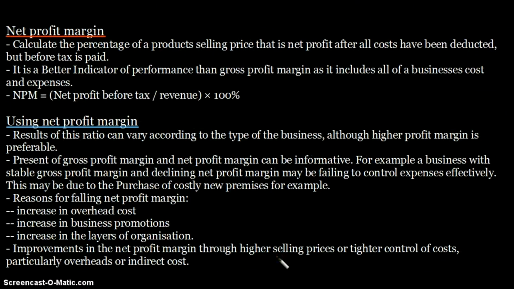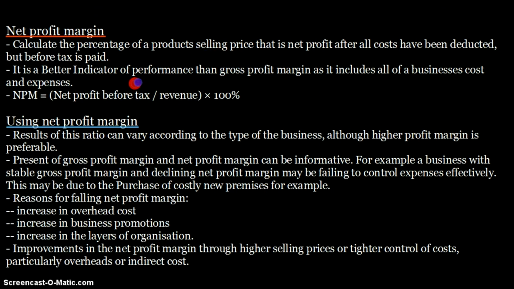So, moving on, the last ratio we have is the net profit margin, or you can also say the operating profit margin. This calculates the percentage of a product's selling price that is net profit, after all costs have been deducted but before tax is paid. So this is your operating profit before tax. How much of that profit is present in your selling price?